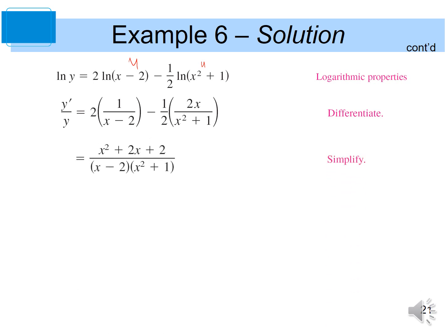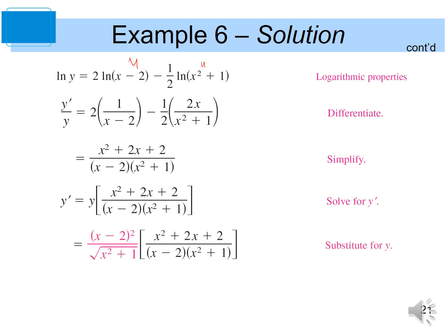After we differentiate, we simplify. After simplifying, we move the y from the left side to the right side in order to get y prime. And what is the y from the quotient? Then we simplify. This is the final answer.